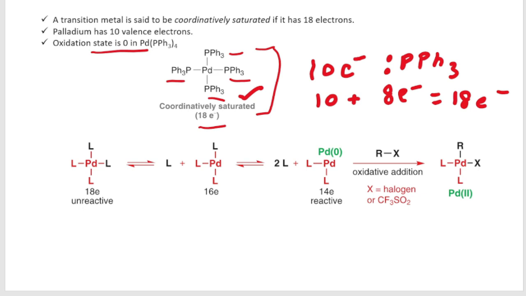So now palladium becomes stable, and stable compounds are unreactive. So when you dissolve this palladium-ligand complex in solvent, these ligands come out. When one ligand comes out, it will give you 16 electron palladium. When 2 ligands come out, it will give you a 14 electron reactive species. In this case, palladium again has the 0 state. So this palladium 0 is the reactive species.